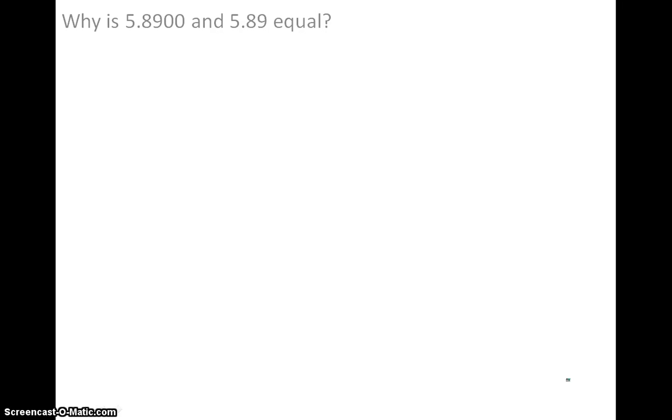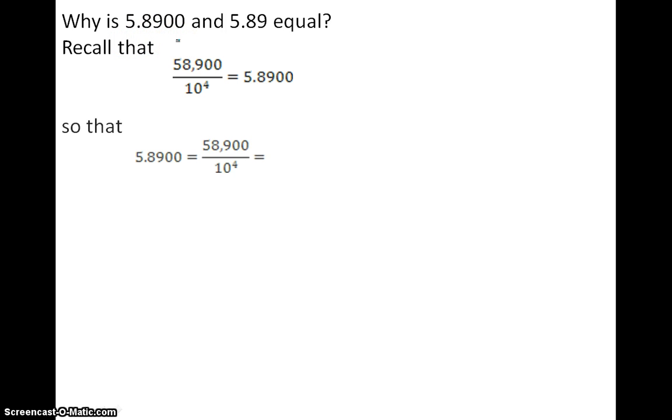All right, so let's answer that question. Why is a decimal representation in this form the same as a decimal representation in this form? So recall that this is 58,900 over 10 to the 4th power, representing our first decimal. So if we flip it around, let's go ahead and take it to the second decimal.